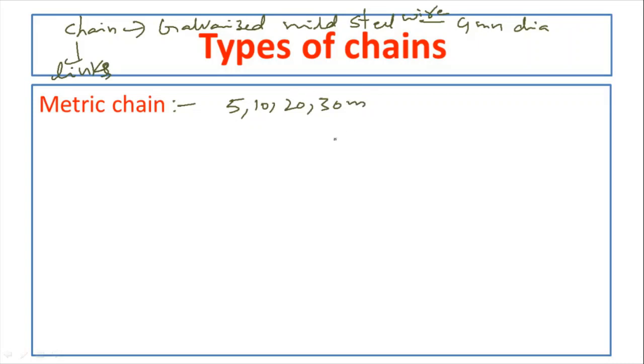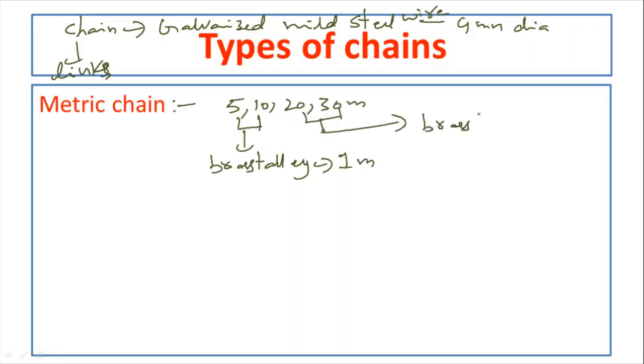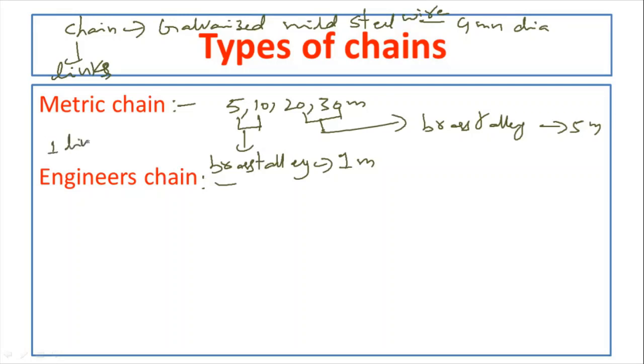Now if you take the metric chain, for the 5 and 10 meter chain, brass tallies will be there at each 1 meter interval. For the 20 and 30 meter chain, brass tallies will be there at each 5 meter interval. The purpose of brass tallies is that using them you can measure the distance easily. And one more thing is, in the metric chain, each link length is equal to 20 centimeters. Next one is the engineer's chain.